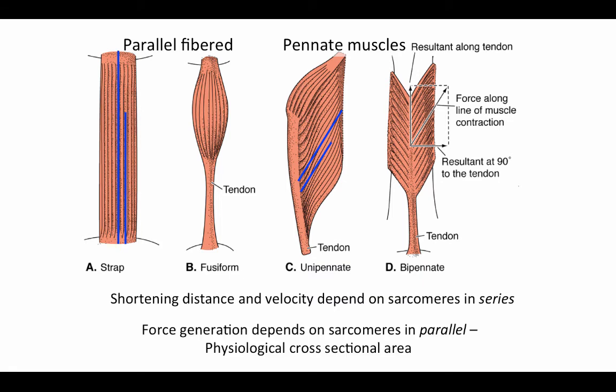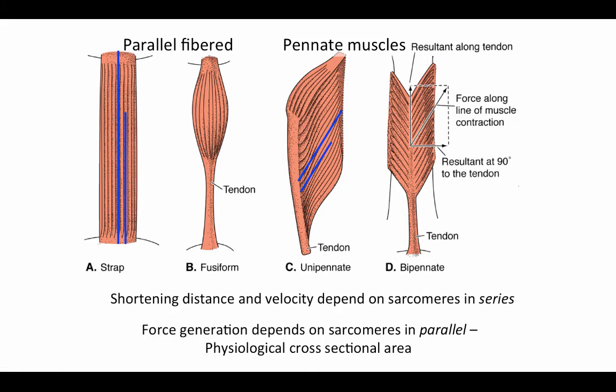In contrast, the force generation depends on the number of sarcomeres in parallel. How many sarcomeres have individual little connections to this tendon? Each one of those sarcomeres pulling on this tendon is going to add its own individual force together to determine the total amount of force pulling on this tendon. So the number of sarcomeres in parallel is going to determine the force. The number of sarcomeres in series, how many sarcomeres you have lined up one after another, is going to determine the shortening velocity.